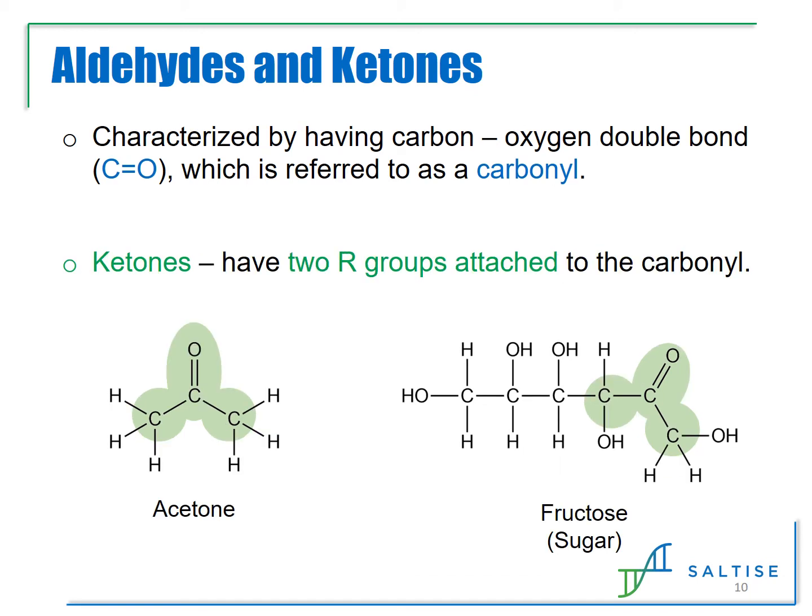Ketones are like aldehydes, except that the carbonyl group is sandwiched between two R groups. For example, the simplest ketone is acetone. Here, the carbonyl group is sandwiched between two CH3 groups, so two R groups. It's actually a very common organic solvent that can dissolve many other organic substances. Fructose, which is a sugar, is also another substance that has a ketone. So the carbonyl group here is attached to this R group as well as this larger R group, both of which contain hydroxyl groups.